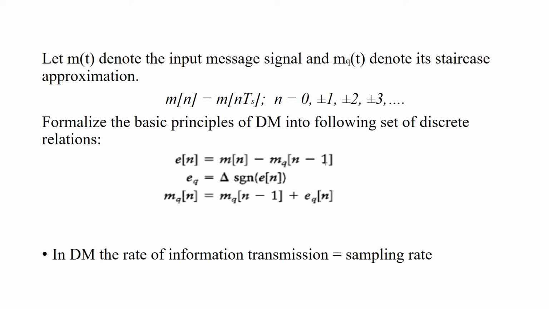Here E of n is the error signal, and it is the difference between the present sample M of n and the latest approximation MQ of n minus 1. And the next one is EQ of n is equal to delta times signum function of E of n. EQ of n is the quantized version of E of n, and we have used the signum function here. In the output of the quantizer, MQ of n is given as MQ of n minus 1 plus EQ of n.